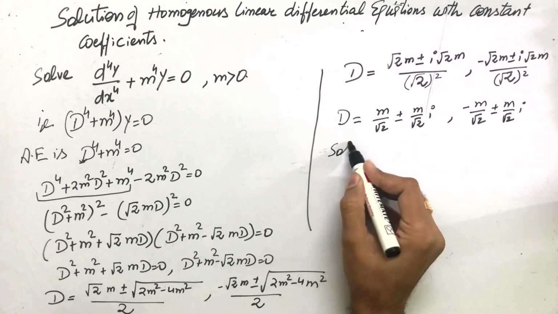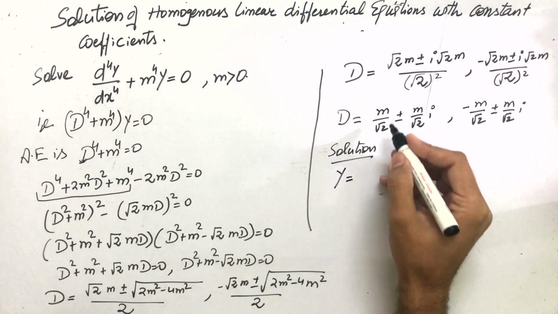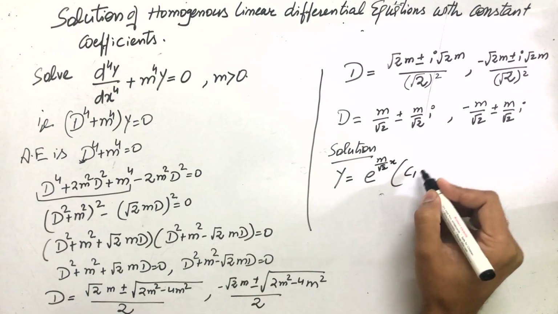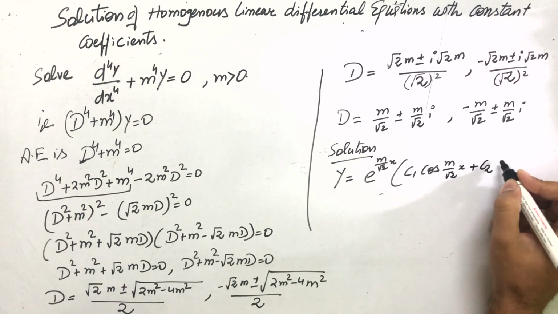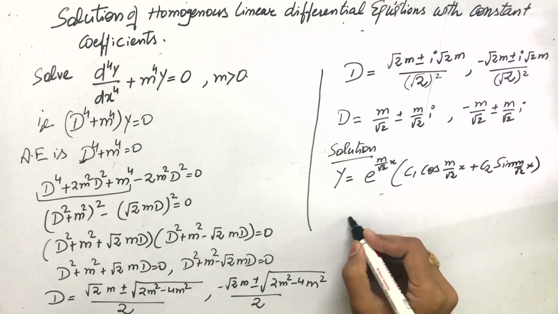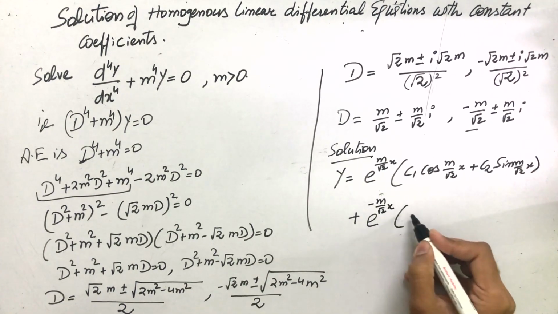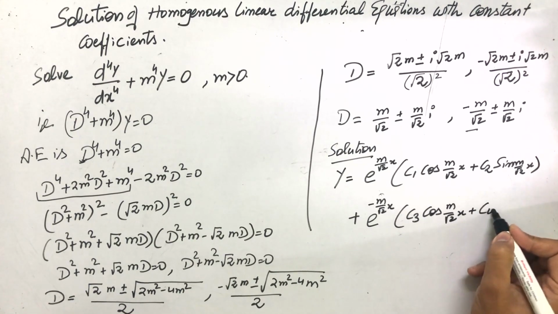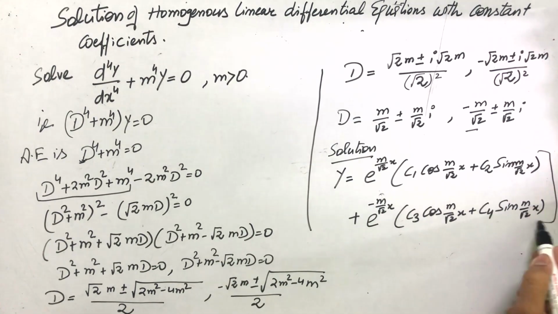Then the solution may be written as, based on these solutions, these are the roots, the solution will look like: real part, e power m by root 2 x, c1 cos m by root 2 x plus c2 sine m by root 2 x plus, now the real part is this, e power minus m by root 2 x, c3 cos m by root 2 x plus c4 sine m by root 2 x. So this will be the solution here.